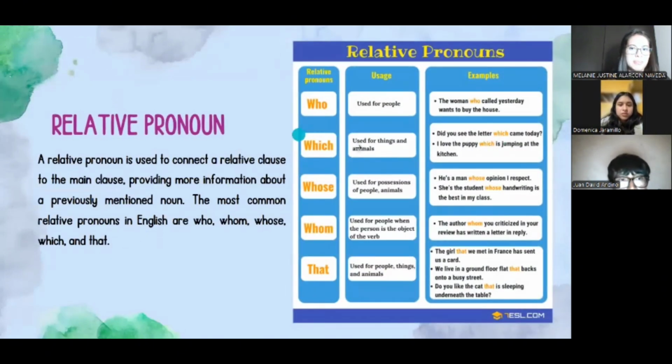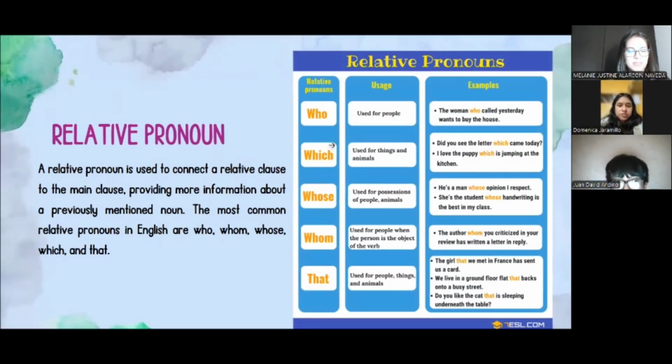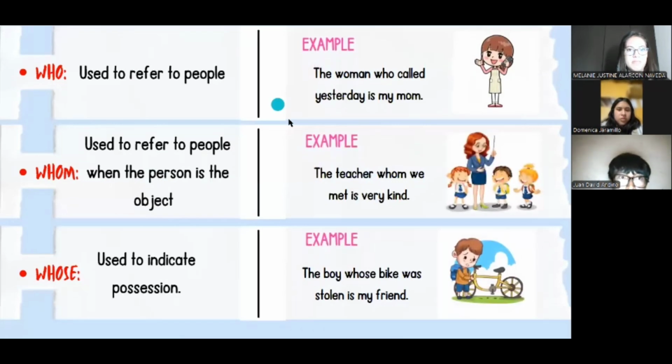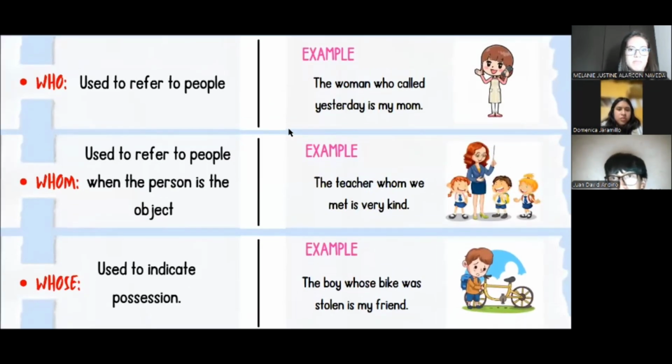Relative pronouns. A relative pronoun is used to connect a relative clause to the main clause, providing more information about a previously mentioned noun. The most common relative pronouns in English are who, whom, whose, which, and that. Who is used to refer to people. Example: the woman who called yesterday is my mom.